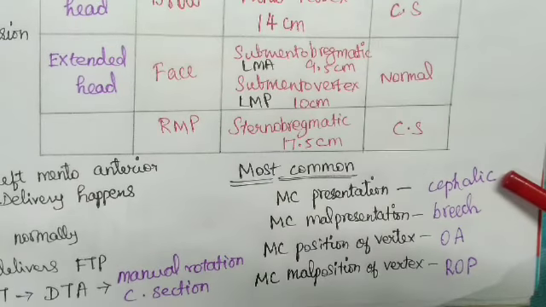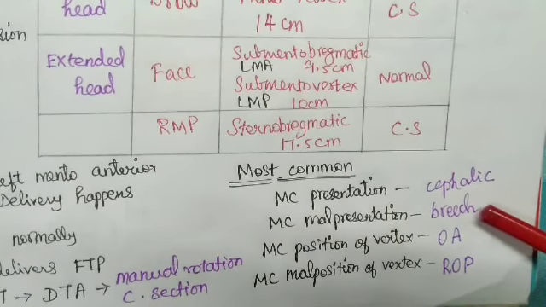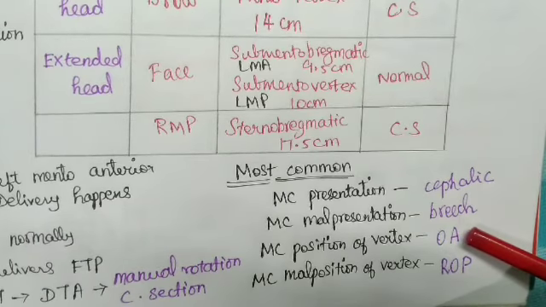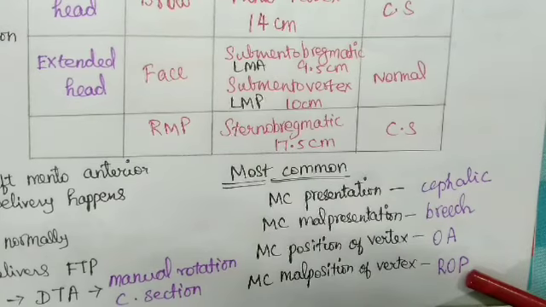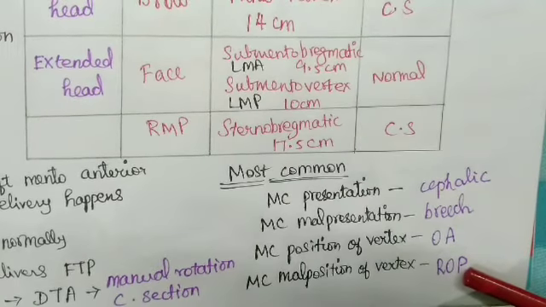Cephalic is the most common presentation. Breech is the most common malpresentation. Mostly left occipito anterior is the most common position of vertex. Right occipito posterior is the most common malposition of vertex.